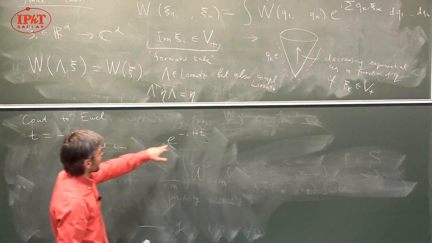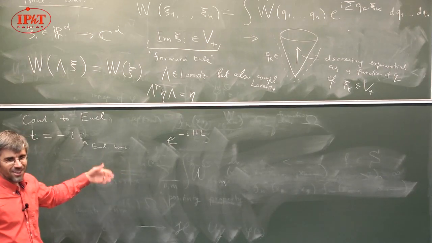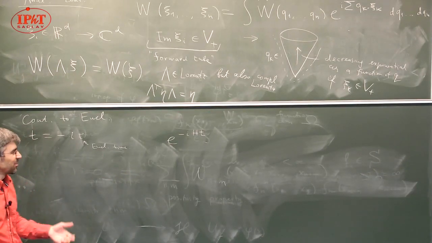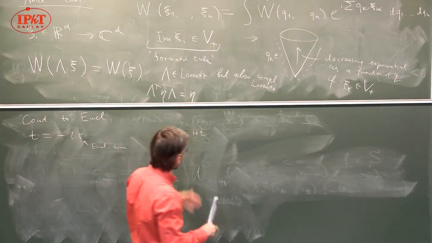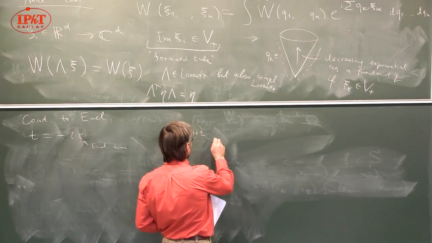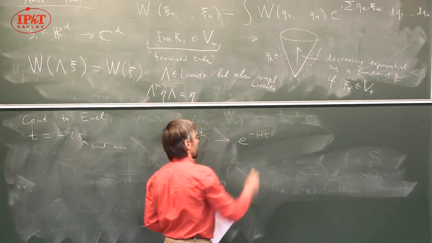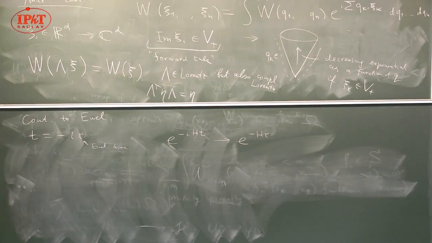And by the way, there is nothing sacred about this minus i. It's just that Schrödinger fixed this in the 20s when he was writing his Schrödinger equation. So we are stuck with this minus i. But once we are stuck with this, the condition is that it has to go to e to the minus H tau, so that you get a decreasing exponential as a function of Euclidean time. And this fixes the relation between Minkowski and Euclidean time.